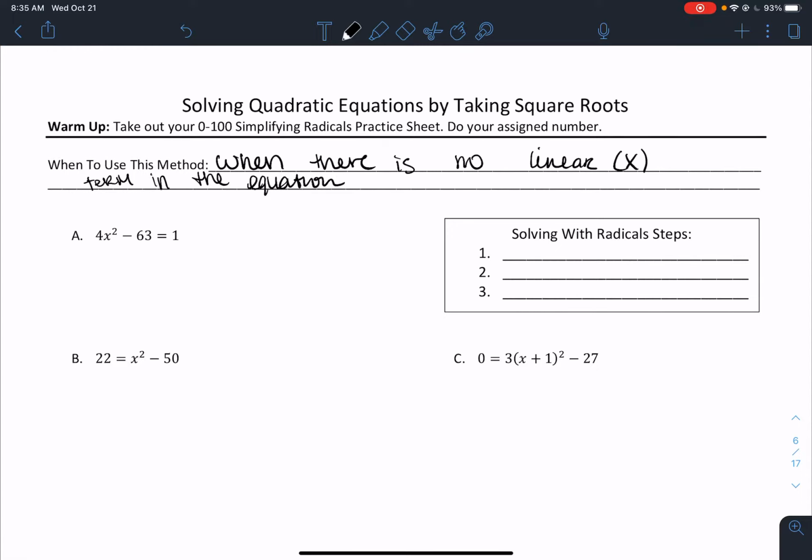So what I'm going to do is solve A, and we're going to label what each step is as we do it. For problem A, I have 4x squared minus 63 equals 1. The first thing I want to do is treat this like it was 4x minus 63 equals 1. I'm just going to add the 63 to both sides. And then I'm going to keep treating this like it's just 4x. It's nothing special or different because it really isn't. And I get x squared equals 16 because I divided the 4 from both sides.